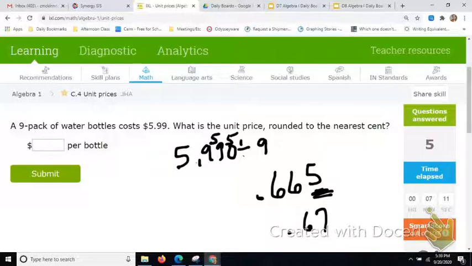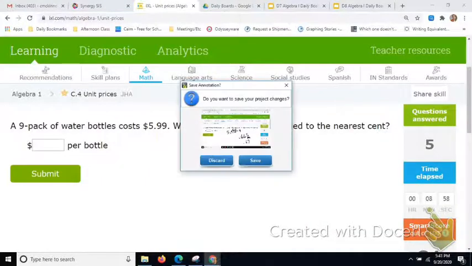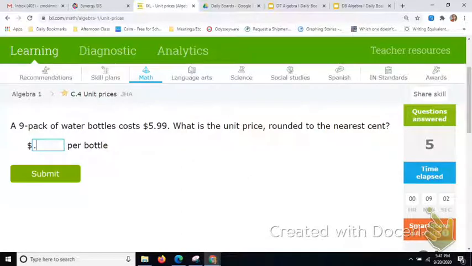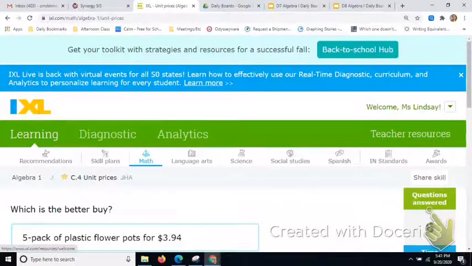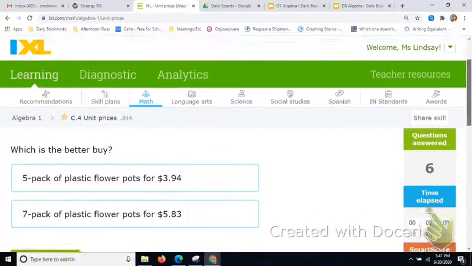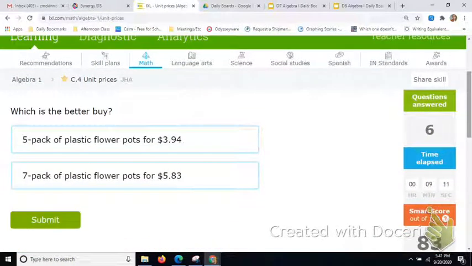And in this case, even if I had messed that up and left the 8 there, I would have still gotten 0.67. Again, you can use a calculator. I just don't have one in my hand. So let's see, 0.67. Again, better buy, divide both of them, see which one is lower. And as you see, I'm already at 83.